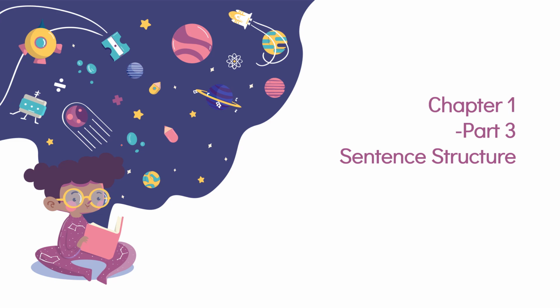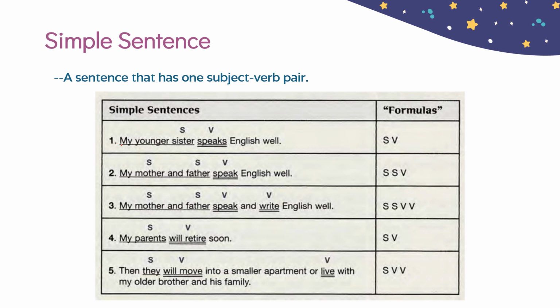Today we're going to talk about sentence structure. First, we will talk about simple sentence. A simple sentence is a sentence that has one subject verb pair. Have a look at the examples here.